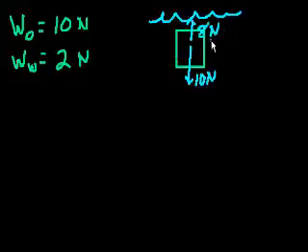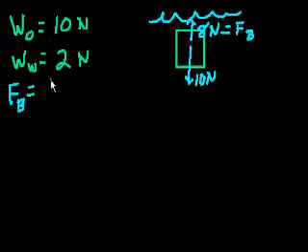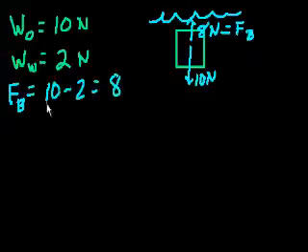And that's the buoyant force that we learned about in the previous video, and the video about Archimedes' principle. This is the buoyant force. So the buoyant force is equal to 10 minus 2, which is equal to 8, right? That's how much the water's pushing up. And what is that also equal to? That equals the weight of the water displaced. So 8 newtons is equal to the weight of the water displaced.